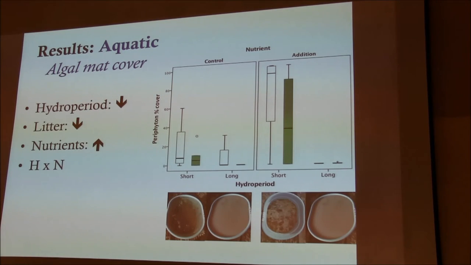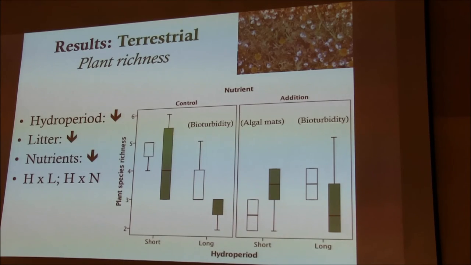And so you can see down below the long hydroperiod, those are pictures of examples of those mesocosms where they're just very, very turbid. And so you didn't have that algal mat establishment. And then in the short hydroperiod with nutrient addition, that's where they skyrocketed. But in the short hydroperiod without nutrient addition, they seem to be less. So you get this pattern of bioturbidity that can exclude the algae, and then certain conditions where the algae can just skyrocket.